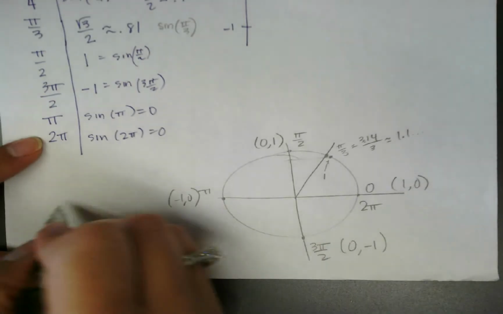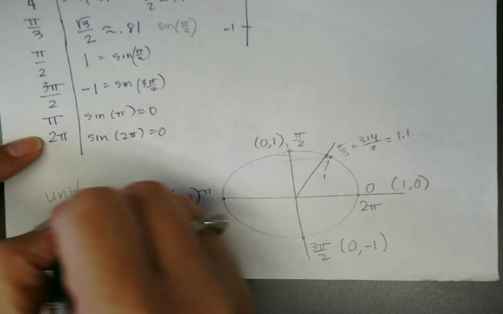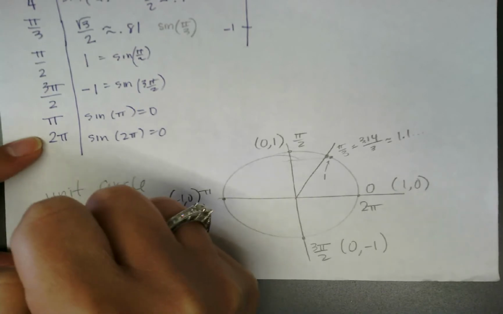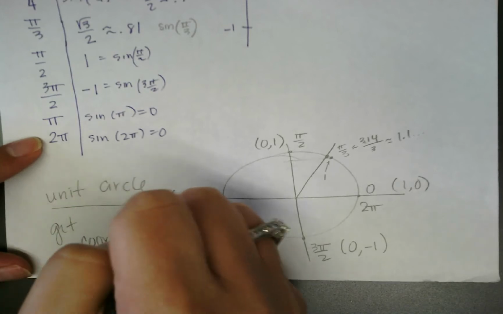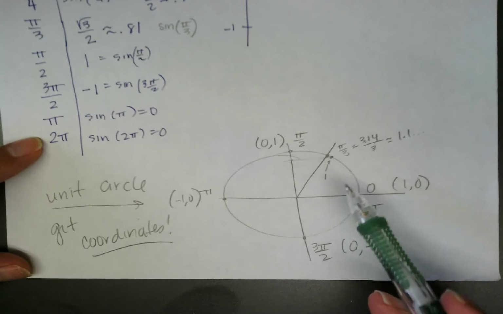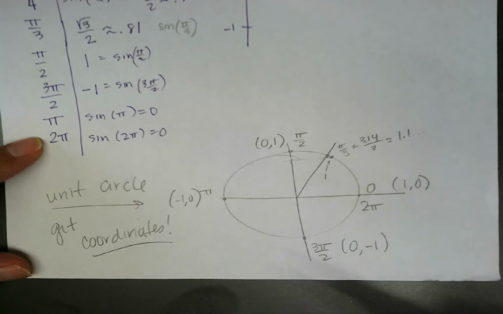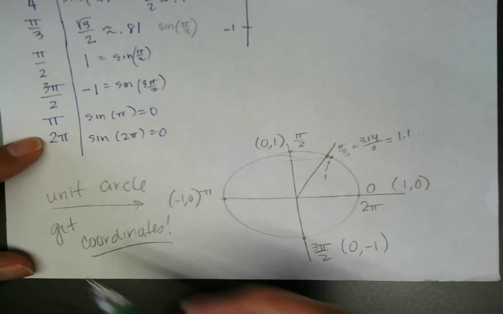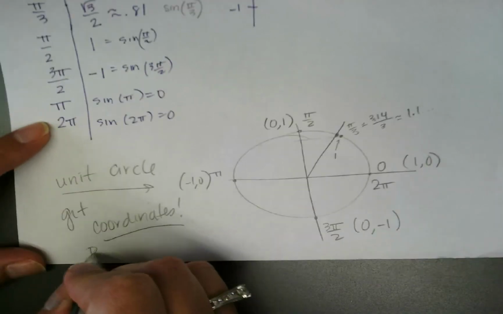So your unit circle is where you get your coordinates. You plug in the pi guys, and you get out, in this case, the y values because it's the sine function you're grabbing. Your unit circle is where you get your coordinates. Plug in pi guys.